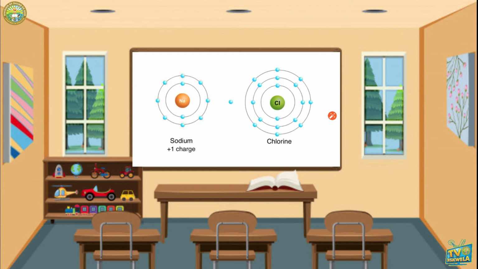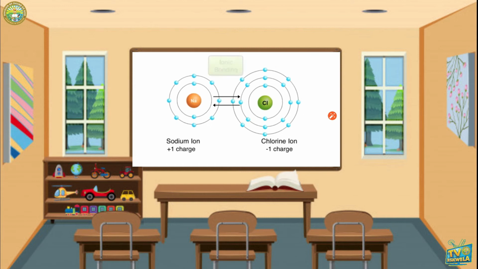Chlorine, on the other hand, tends to gain an electron, since its outer shell already has 7. When chlorine gains an electron, it becomes slightly negative. The charged sodium and chlorine atoms are called ions. Ions of opposite charge attract each other and form ionic bonds. In this case, the attraction of sodium and chlorine form a molecule called sodium chloride, or table salt.